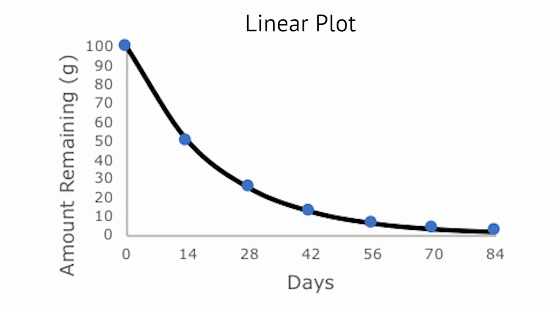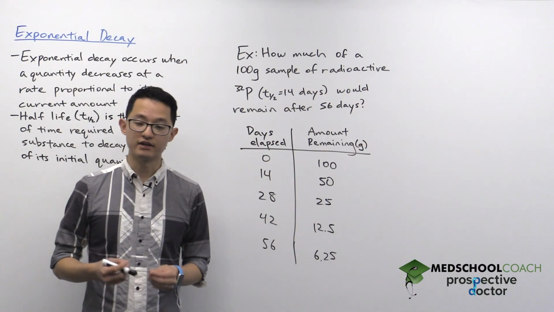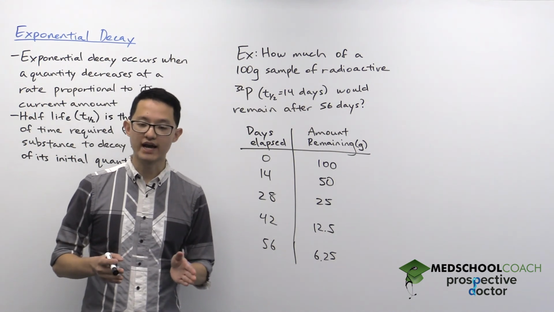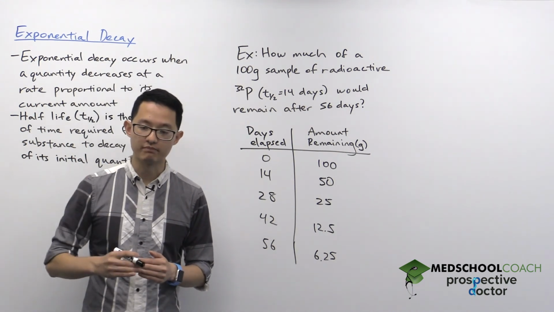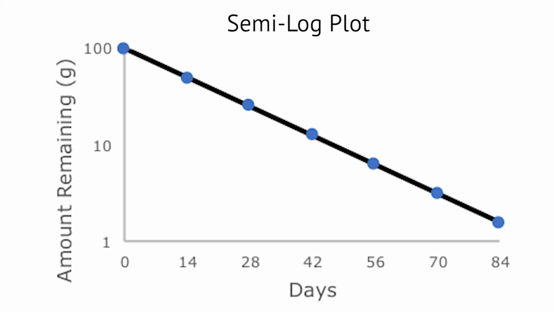Now, on this linear plot, both the x-axis and y-axis are on a linear scale. Sometimes on the MCAT, instead of giving you a linear plot, they will give you a semi-log plot. On a semi-log plot, the x-axis is going to be linear, but the y-axis is going to be logarithmic. And what's interesting is you can see on a logarithmic scale of exponential decay that the exponential decay curve becomes a linear line.